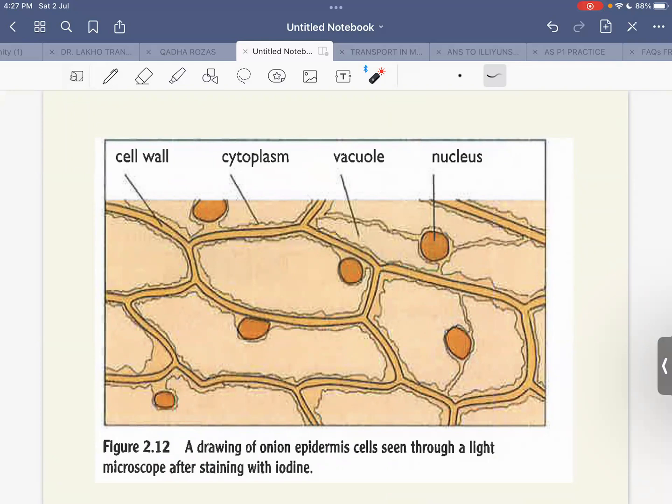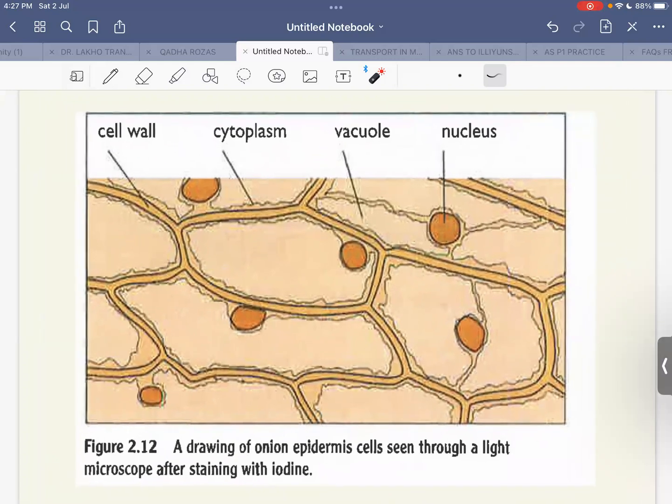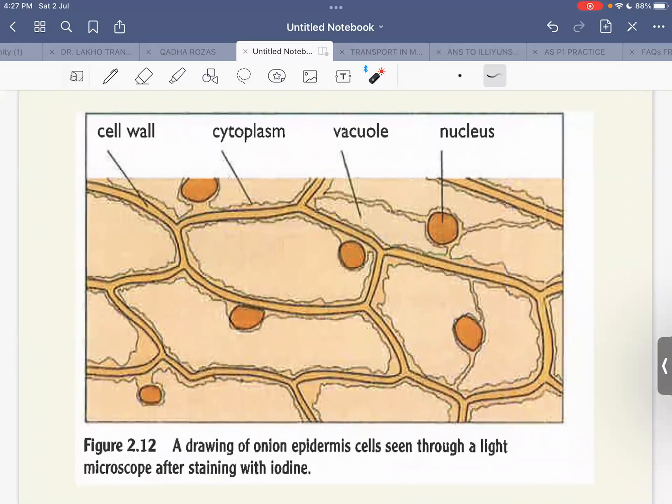Another diagram which you can see, it's a handmade drawing. It's a drawing of the onion epidermis cells as they can be seen through a light microscope when we have stained them with iodine. So again, you can see the same structures. You can see the cell wall, you can see the cytoplasm, you can see the nucleus which has been pushed to a side, and you can see that huge vacuole that contains the cell sap and which is bounded by the tonoplast. So this is your huge vacuole, this entire thing. This is your nucleus. This is your cell wall, and cell membrane is very tightly adhered or stuck to the inner part of the cell wall.